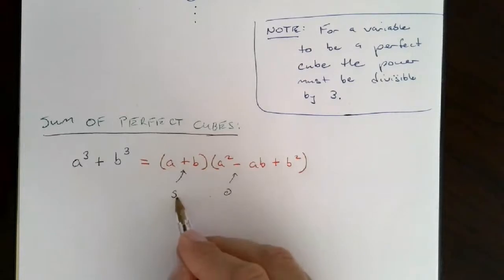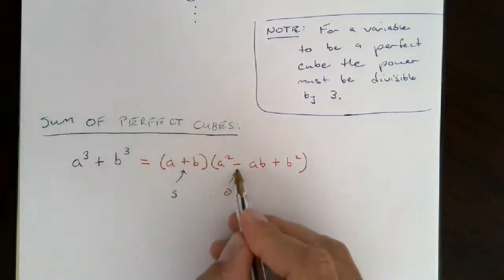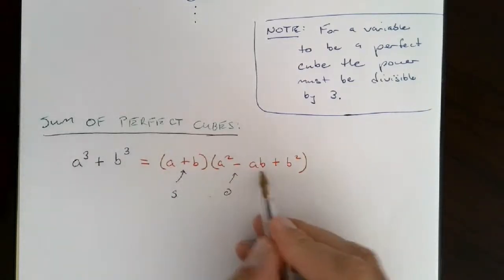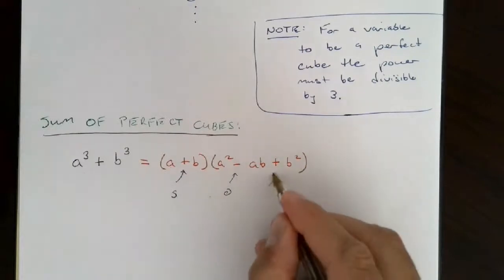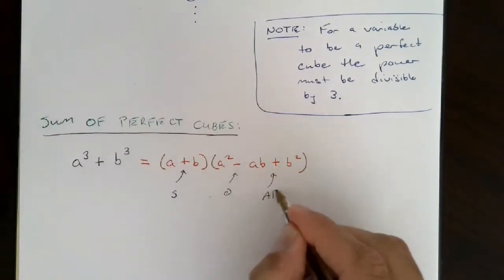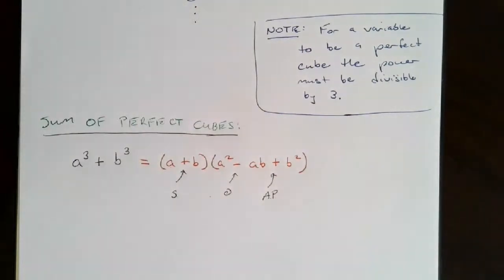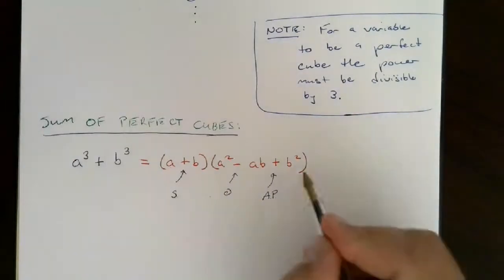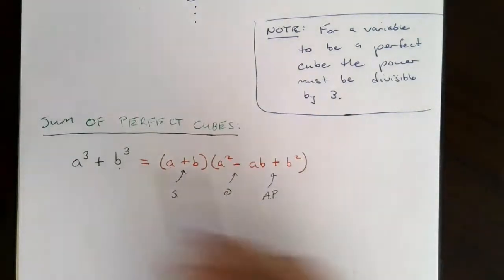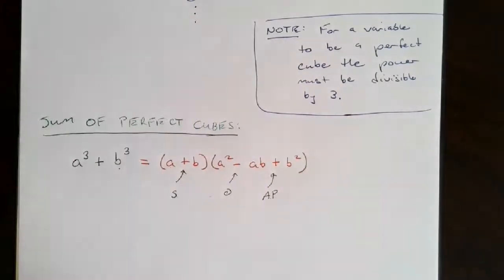So the first sign stays the same. The next sign becomes the opposite. The middle is just the bases multiplied together. And the last sign is always positive. So I'll say AP, so always positive, always plus. And then the last term is always whatever the last base was squared. So you had to multiply the b times the b squared to get your b to the third.